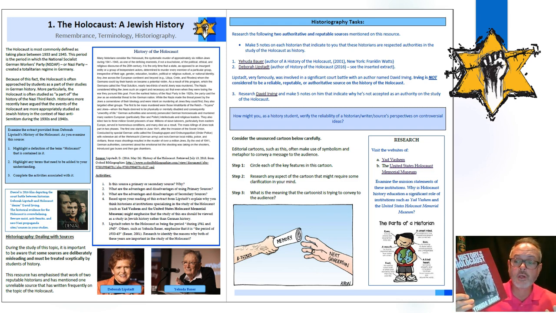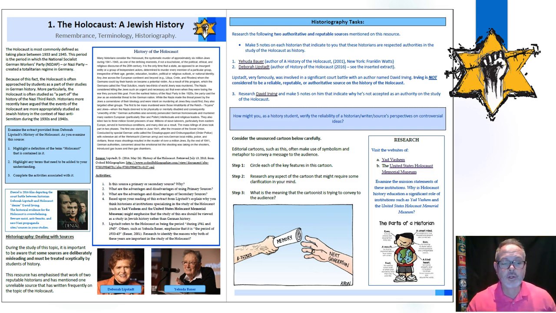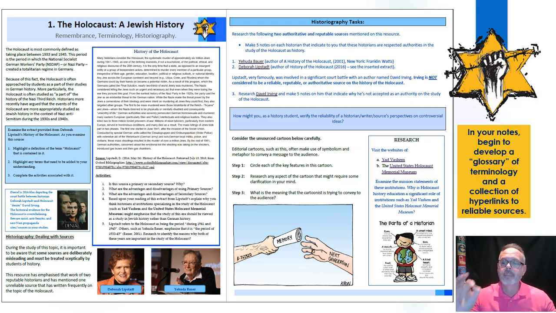Yehuda Bauer was working, as far as I know, still is working, at Yad Vashem, a very famous Jewish authority on the Holocaust. Okay. Deborah Lipstadt, also an excellent source. I'm putting her over here in her definition of what the Holocaust is. We'll play with that in class and we'll explore our ideas.